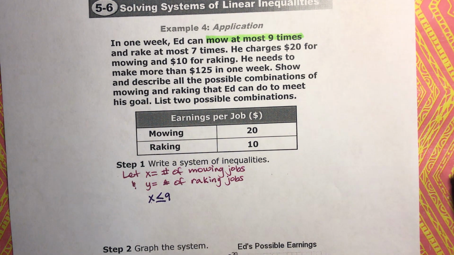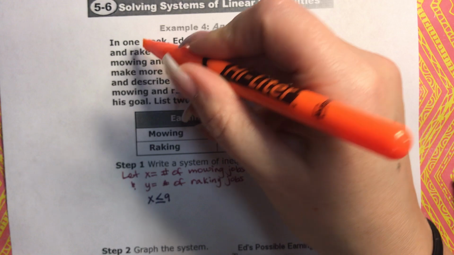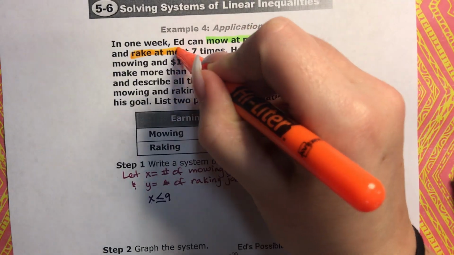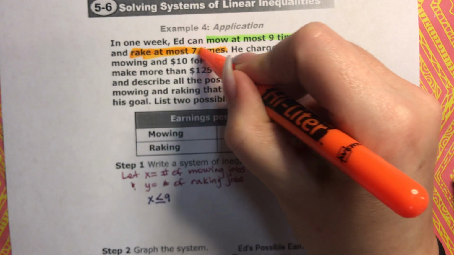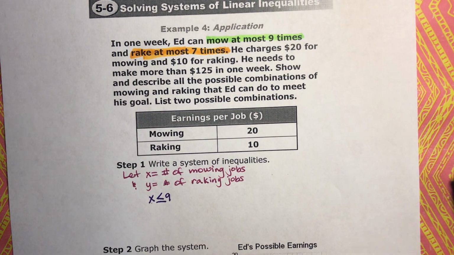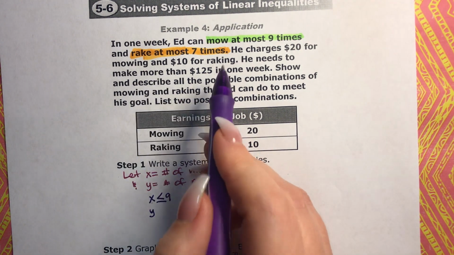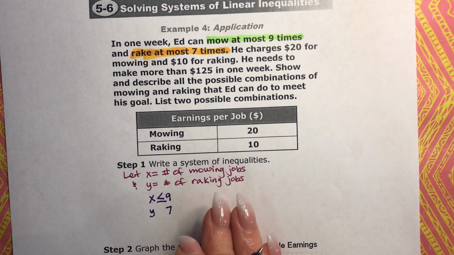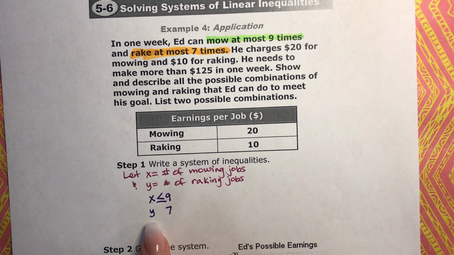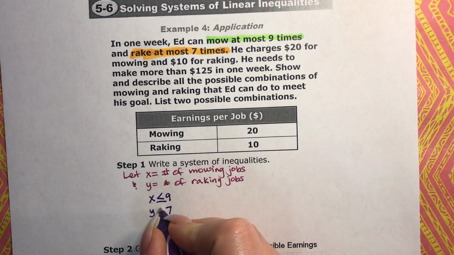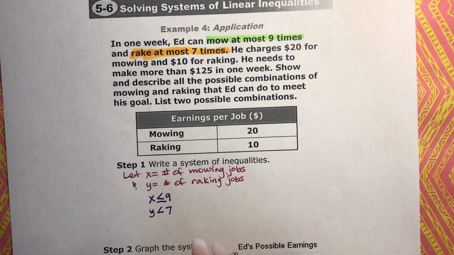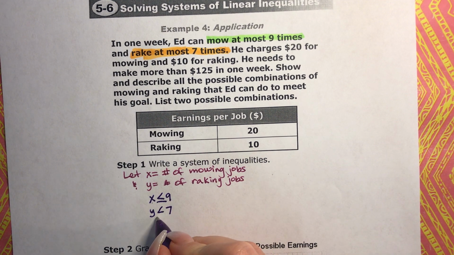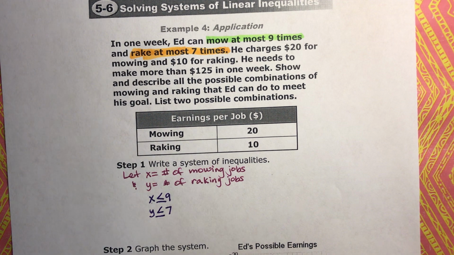Okay, let's keep reading. In 1 week, Ed could mow at most 9 times and rake at most 7 times. That's another inequality. Raking is dealing with Y, and at most 7 times, so Y has to be less than 7, but at most 7 means it could be 7, so it can equal 7. So we already have 2 inequalities.